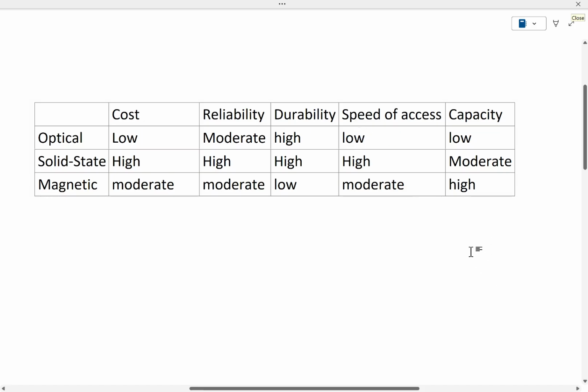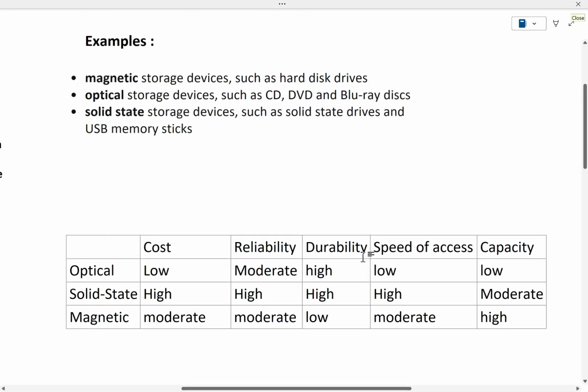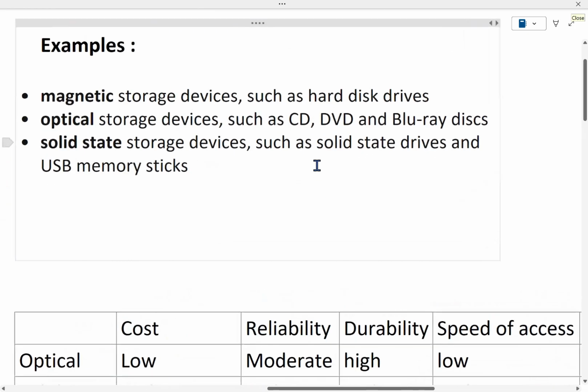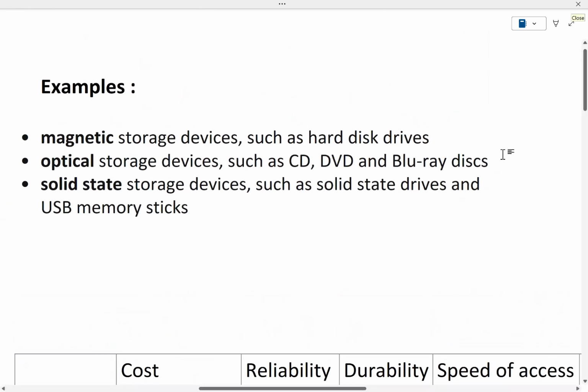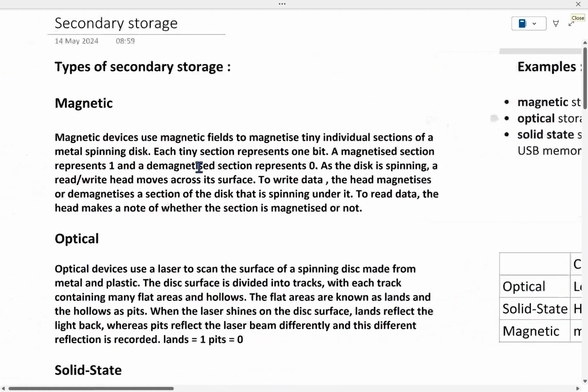So here we have some examples. For magnetic, you have hard disk drives. For optical, you have CD, DVD, and Blu-ray discs, which you would have seen before. And for solid state, you have solid state drives and USB memory sticks, which you probably would have seen as well. Here I have also written out paragraphs explaining how each of these work, so you can pause the video and read them.